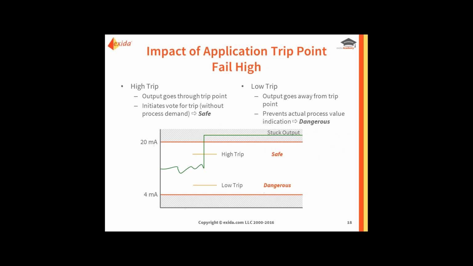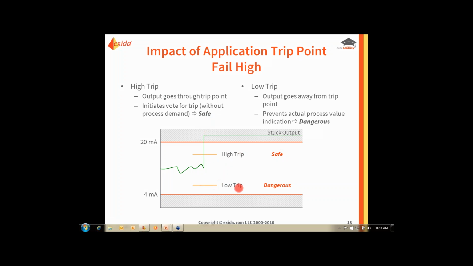Let's start with fail high. Let's say I have a high trip point. If I have a high trip point, a fail high failure will go through the trip point and therefore indicate a transition to the safe state. After all, the process value is greater than the trip value. So in case of a high trip application, that fail high failure is safe.